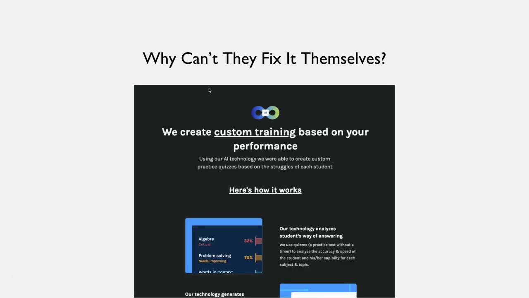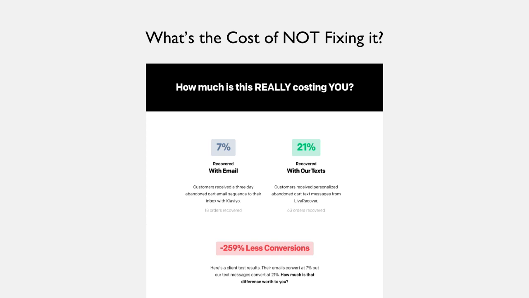And then you can say, why can't they fix it themselves? And in this case, I just show this company creates custom training based on the performance, and you can't really do that because it has to be done with AI. Otherwise, you can't really do that manually. And what's the cost of not fixing it?